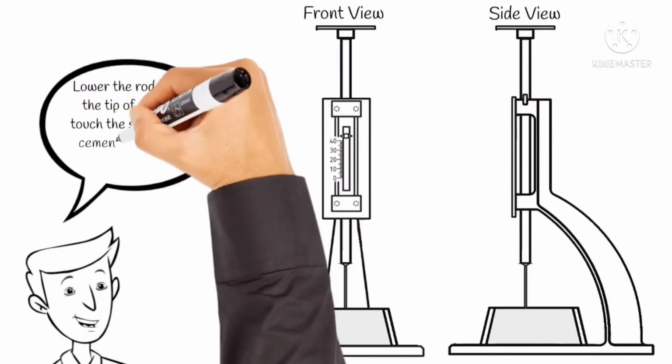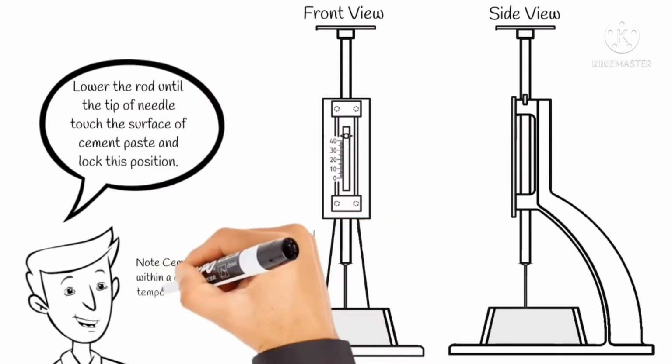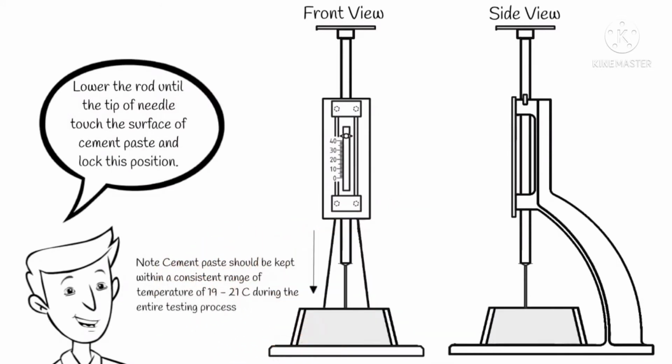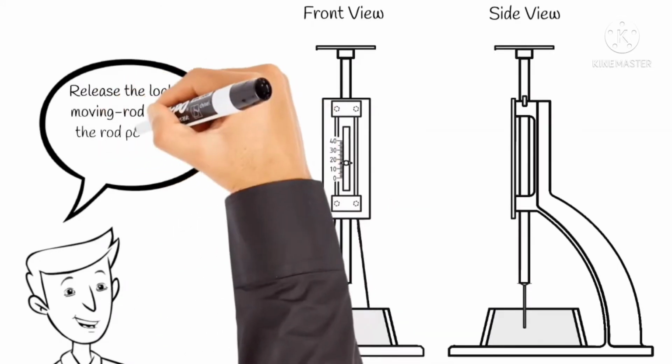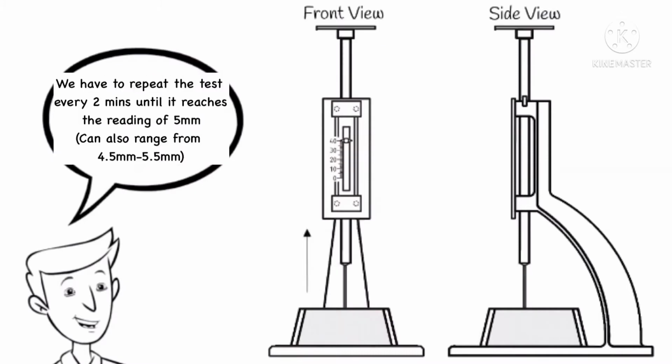We also have to make sure that the tip of the needle touches the surface of the cement paste. Immediately release the plunger and allow it to penetrate into the specimen test block or mold. We have to repeat the test every 2 minutes until it reaches the reading of 5 millimeters, more or less 0.5 millimeters.